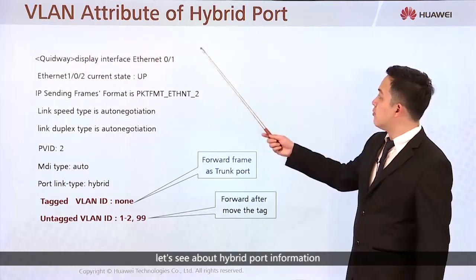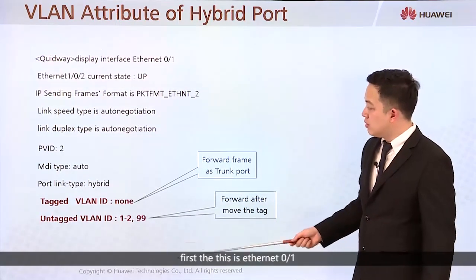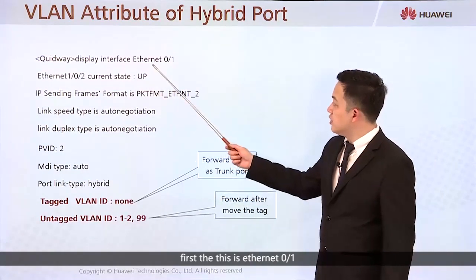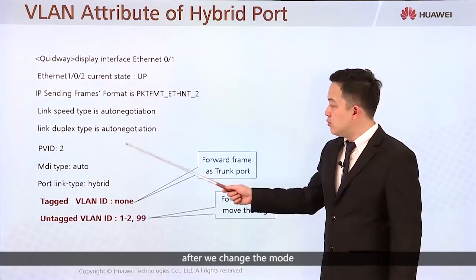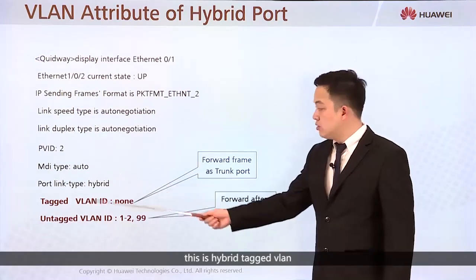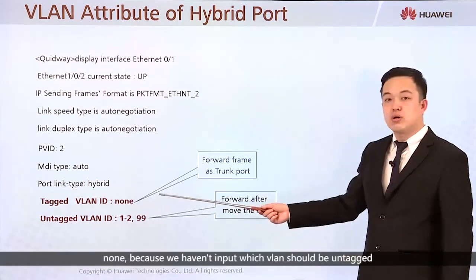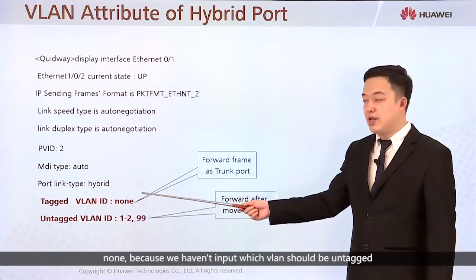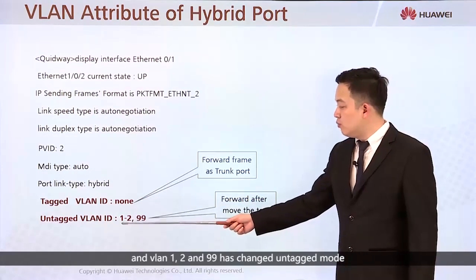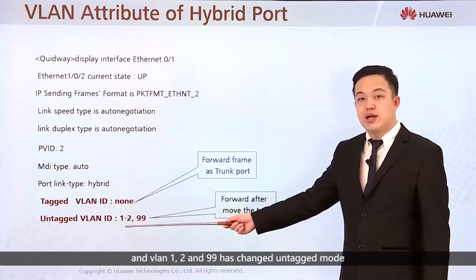Okay, let's see the hybrid port information. First, this is E01. After we change the mode, this is hybrid. Tagged VLAN: none, because we haven't specified which VLAN we should tag. And VLANs 1, 2, and 99 have changed to untagged mode.